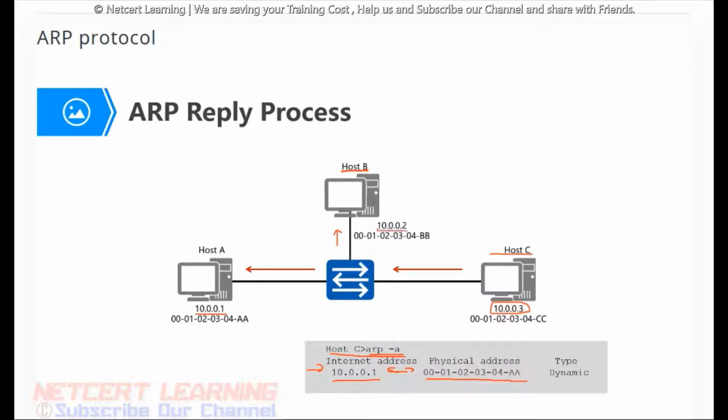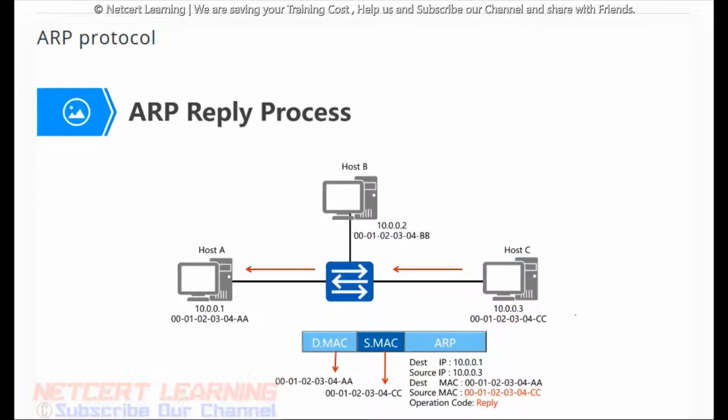It will see that its IP address is not equal to the requested IP address in the ARP request. So host B just drops it and does not reply. But host C sees that the requested IP address is equal to its own IP address, so host C will reply. In this reply, its MAC address will be filled in the ARP reply message.